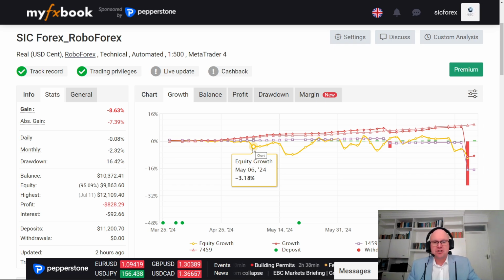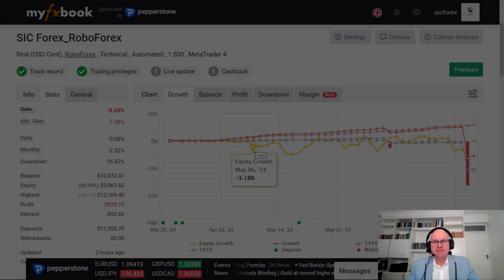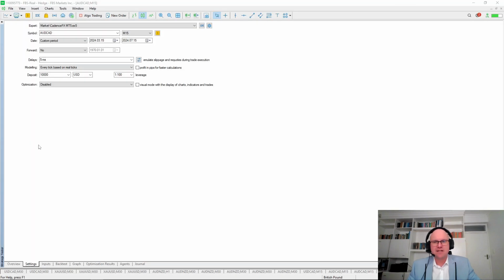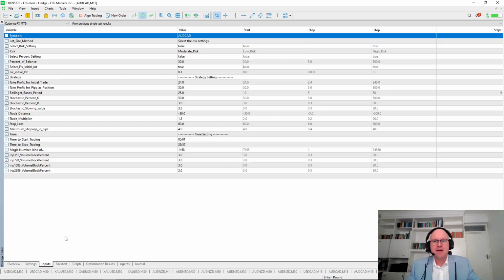So if we actually go back to MetaTrader 5, and all of the robots featured in today's video are available for MetaTrader 4 and MetaTrader 5, and we look at a custom period from the 15th of March until the 15th of July, we'll see using the base settings that this robot is missing quite a few.